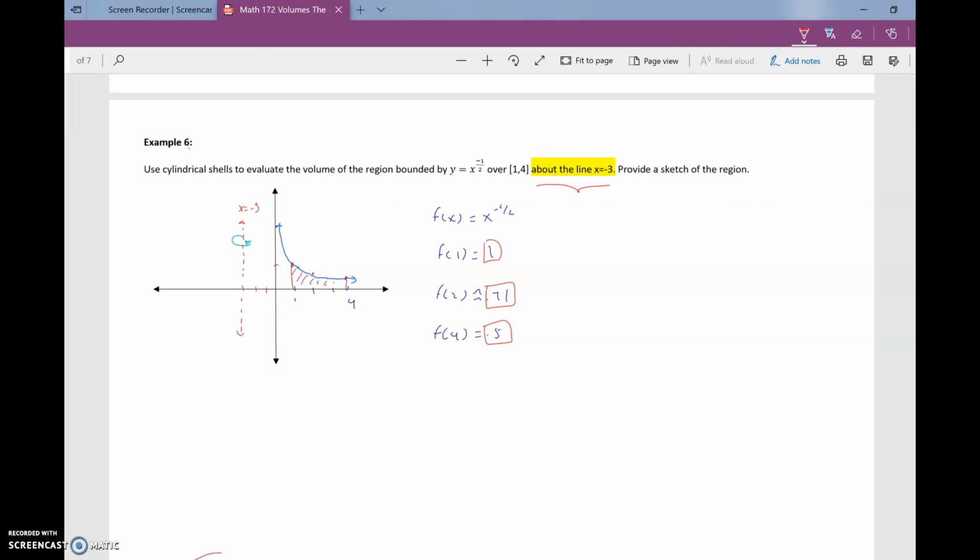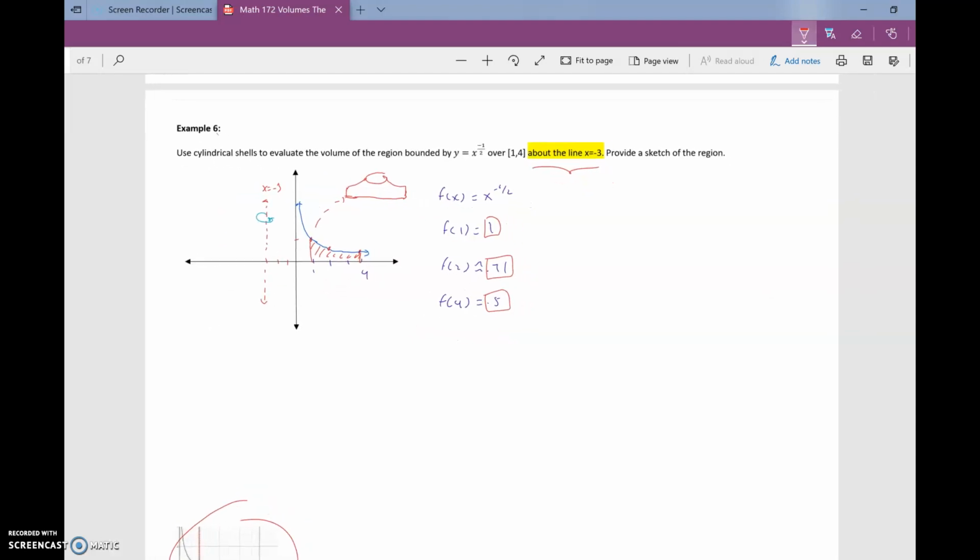So this is the actual region that we're looking at. The actual shape is going to have a hole in the middle. So it's going to look something along these lines, obviously not to scale. Something like this. Okay, so let's actually set up the volume.